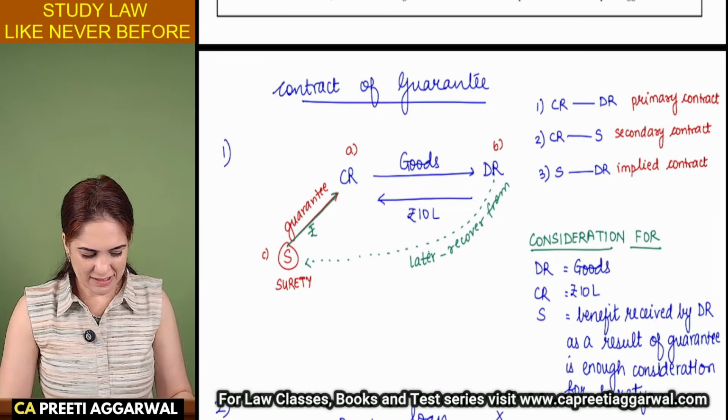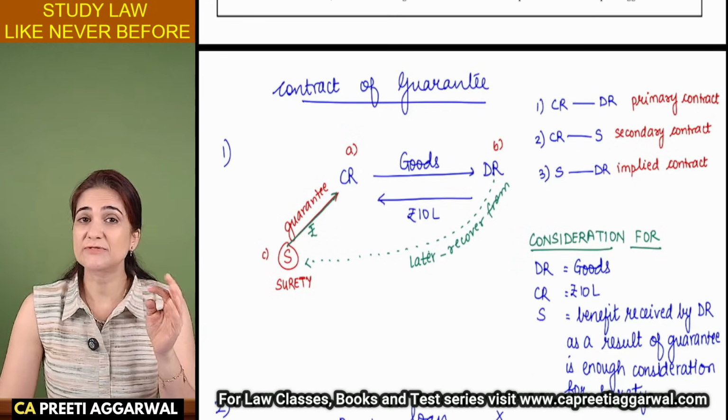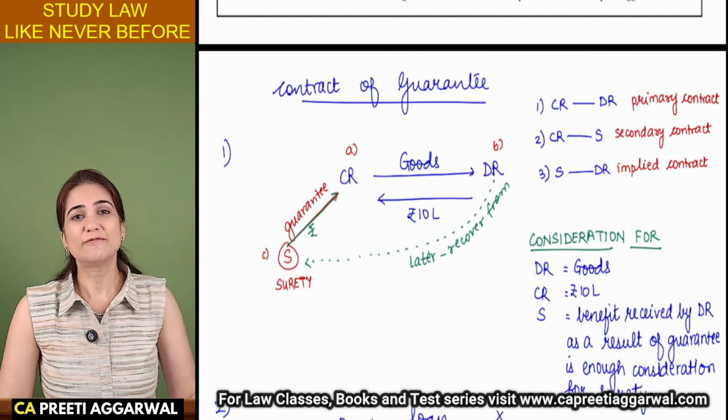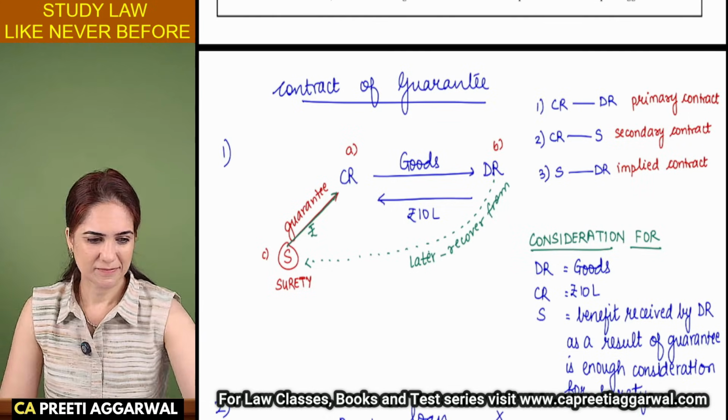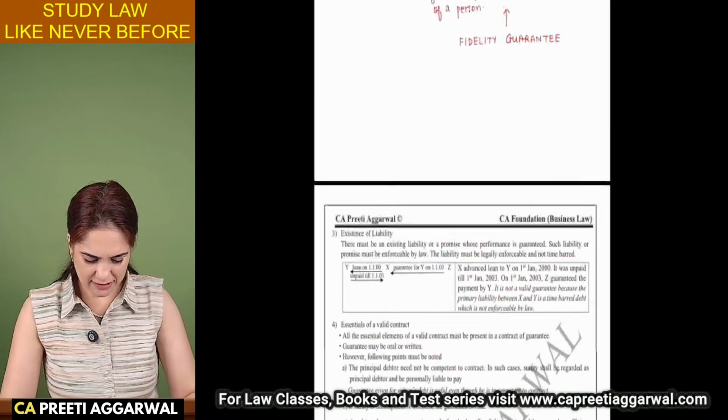So there are three parties in a contract of guarantee. The guarantee which is given for the good conduct of a person is known as fidelity guarantee. You're guaranteeing the good conduct of a person, that is known as fidelity guarantee. So there are three parties, there are three contracts.